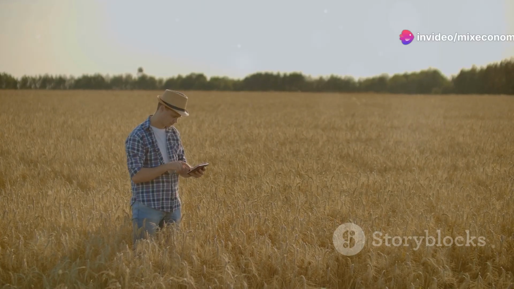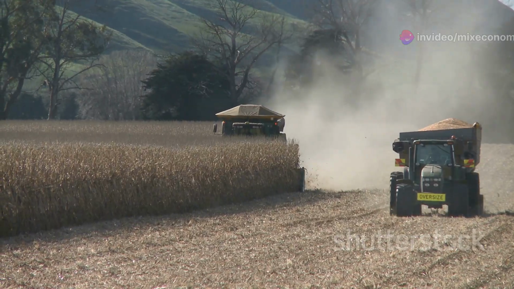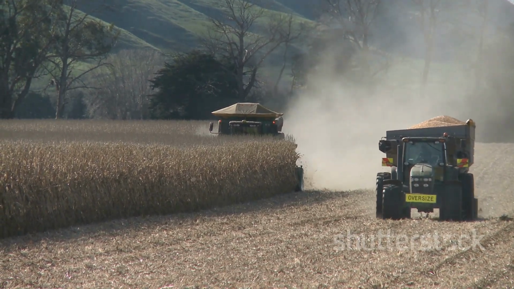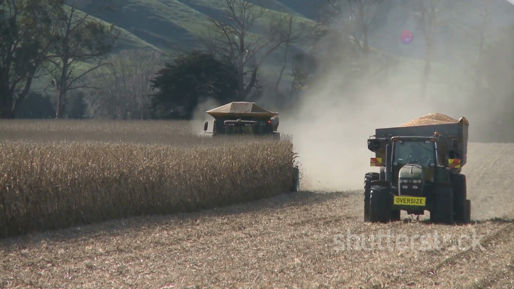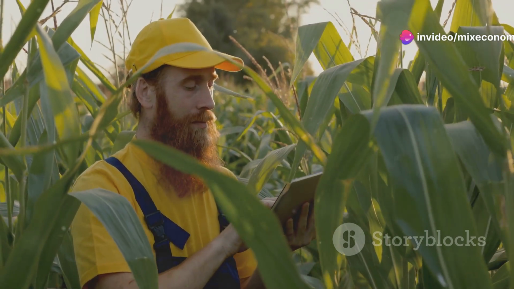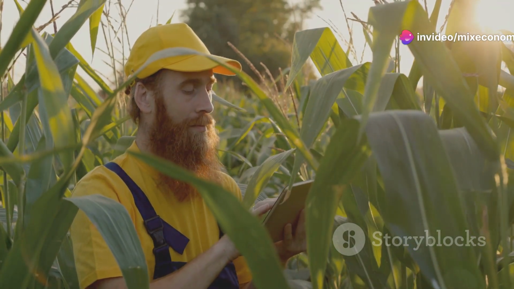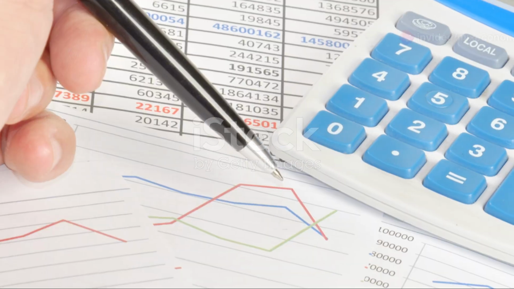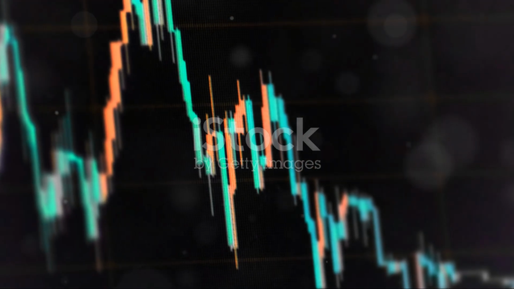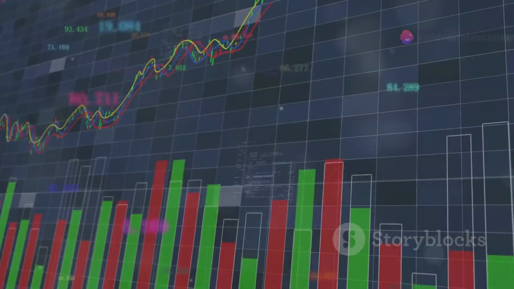Consider a farmer growing corn. If the market price for corn is high, the farmer is more likely to dedicate more land to corn production, increasing the supply. Conversely, if the price of corn falls, the farmer might choose to plant other crops that offer a better return. Various factors can cause this curve to shift, altering the quantity supplied at each price point.